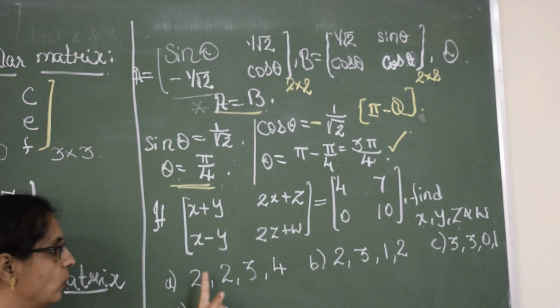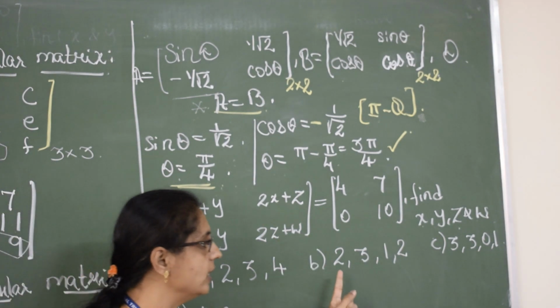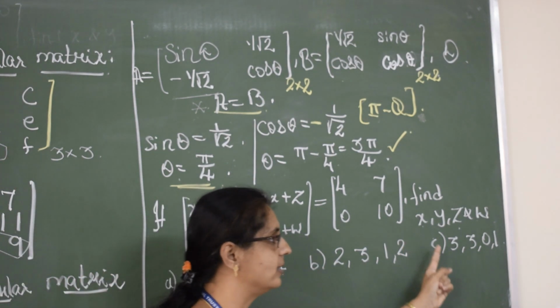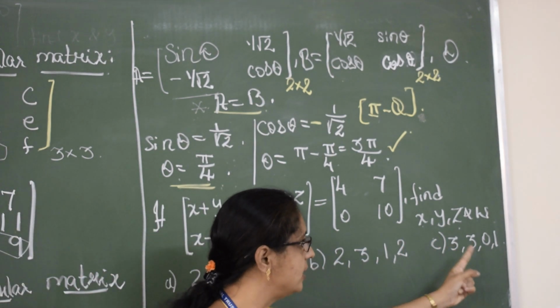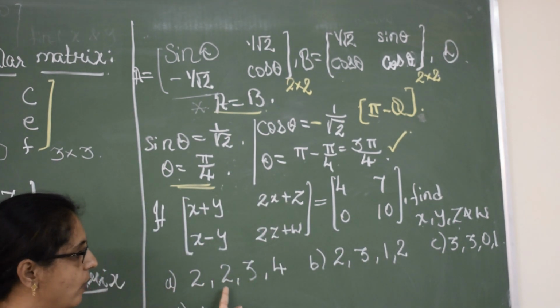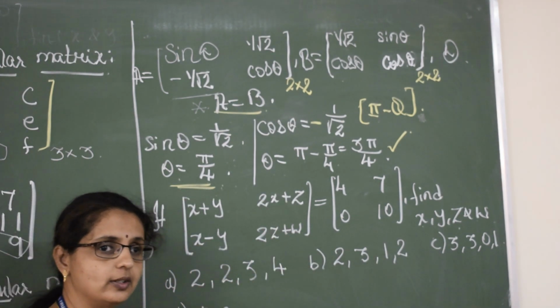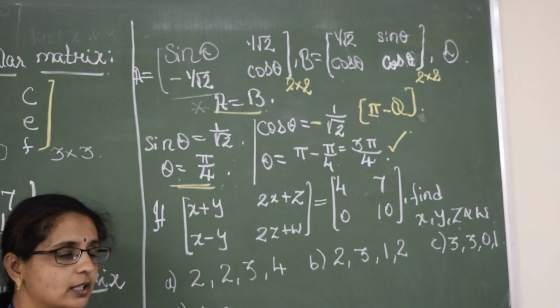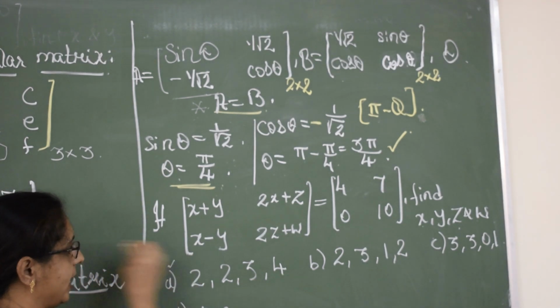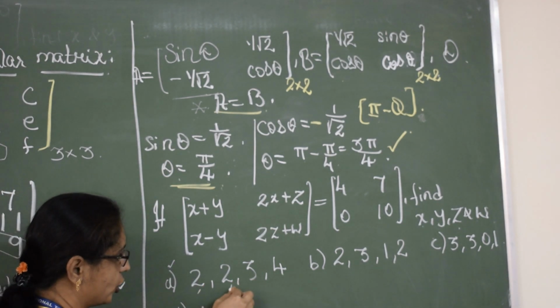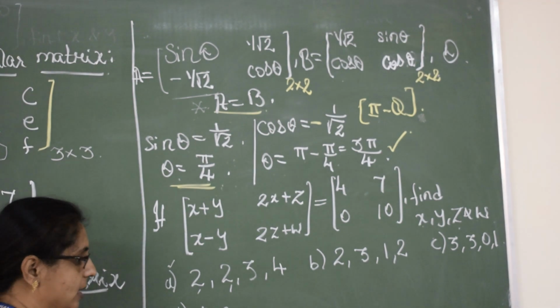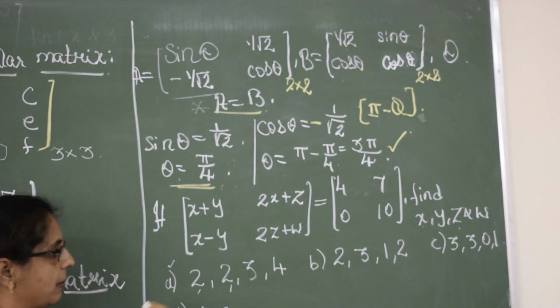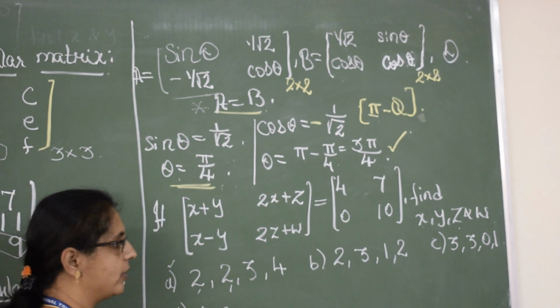A option is 2, 2, 3, 4. B option is 2, 3, 1, 2 and C option is 3, 3, 0, 1. So x and y you are going to choose from the options such that the sum ends up as 4. Let me move with option A itself. If this is x, surely this will be y. Add them. Is it not equal to 4? Yes.